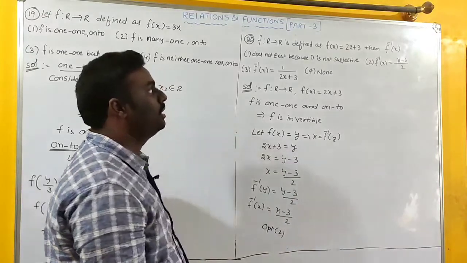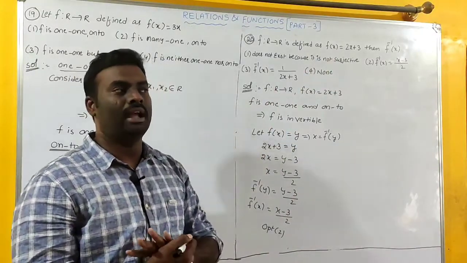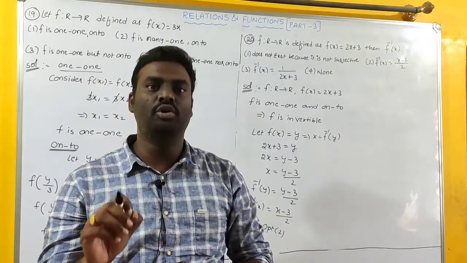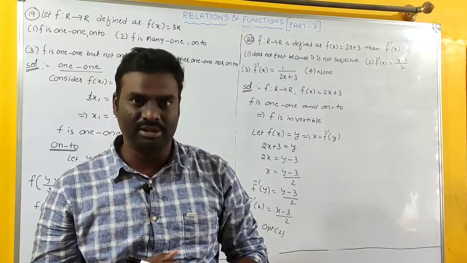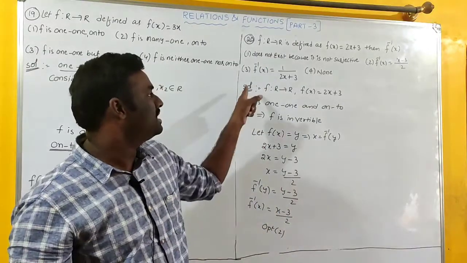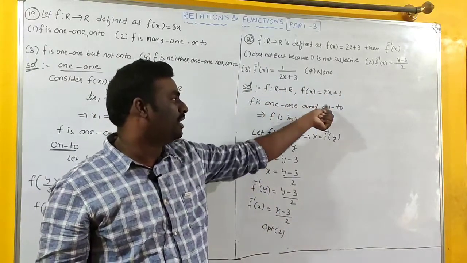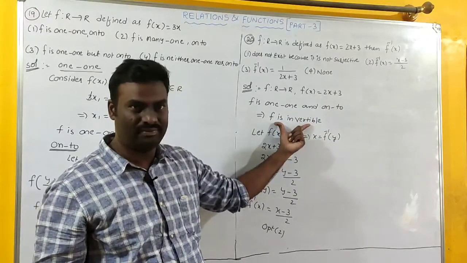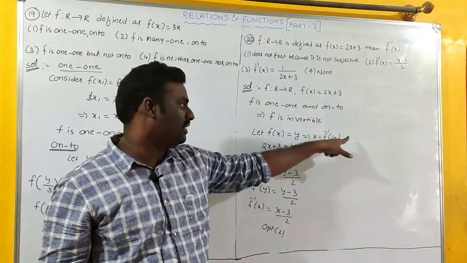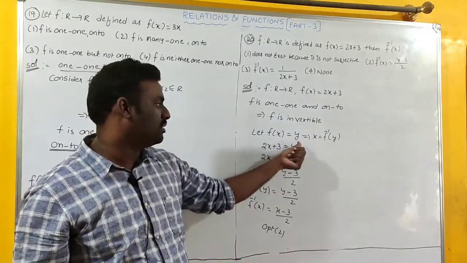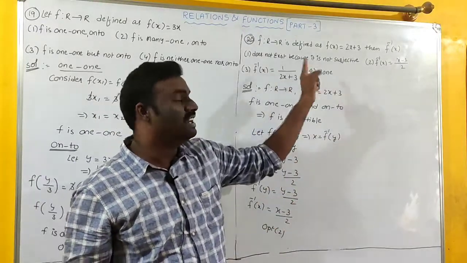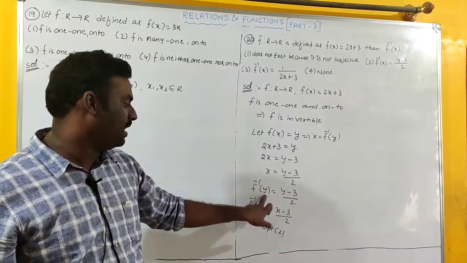Students, before finding the inverse, according to the concept, when does an inverse exist for a function? If a function is both 1-1 and onto, that is bijective. If the function is both 1-1 and onto, then only the inverse exists. This is a linear equation, so this is clearly 1-1 and onto. That's why the inverse exists, and that's why I took f(x) = y. From this, if you send f to this side, x = f inverse of y. f(x) is 2x + 3 = y. In place of x I can write f inverse of y, but the answer is given in terms of x, so in place of y you replace x.